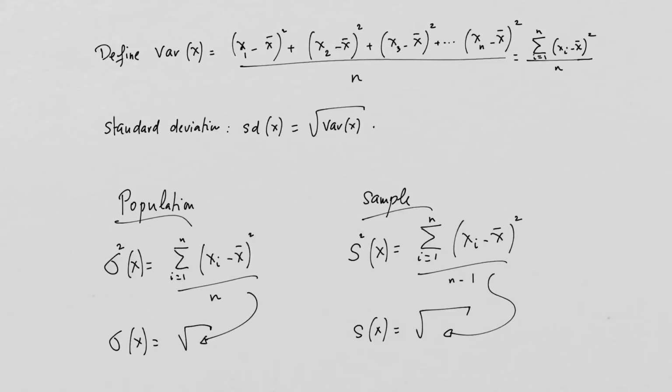Now, I'm going to explain to you what we mean by sample and population and how the size can be very misleading. I'm going to put two things here for you. The size can be very misleading. And also, where does this n minus 1 come from?